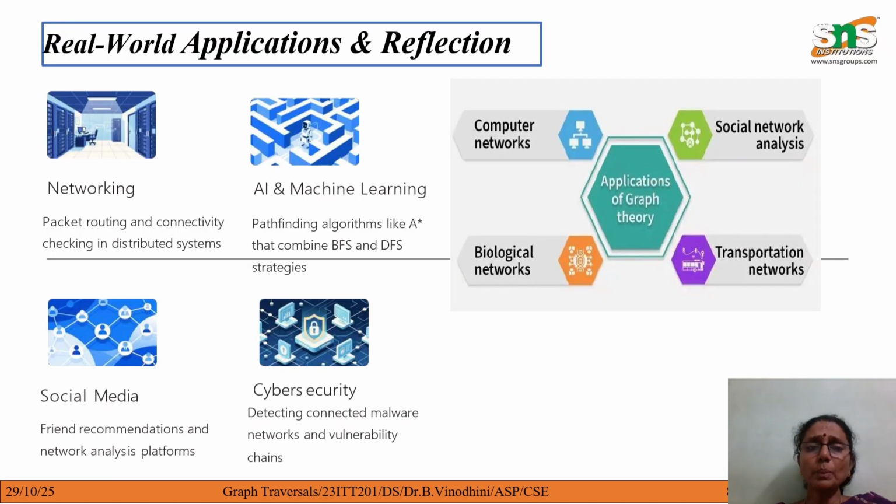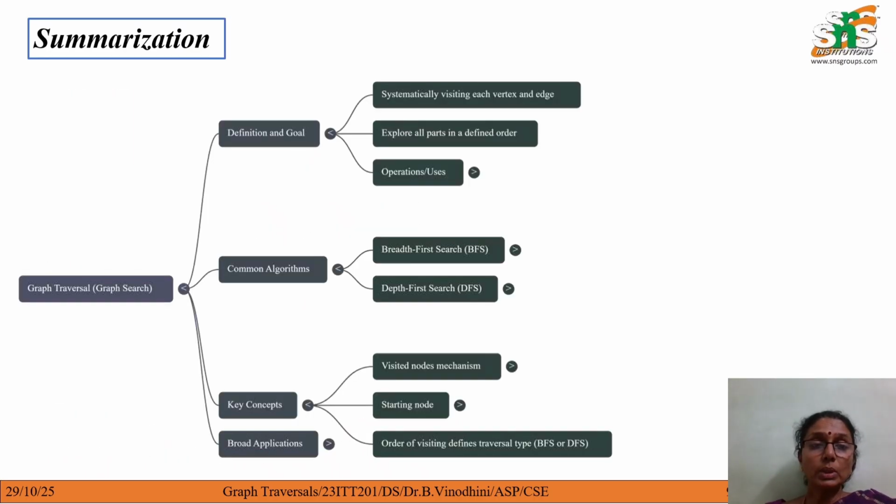This is mainly used in networking and machine learning applications, and in social media networks like Instagram, Facebook and LinkedIn, where we use breadth first and depth first traversals. Now I will summarize: what is the need for graph traversal, the two types of traversal, breadth first and depth first, the differences between BFS and DFS, the procedure for traversing using BFS and DFS, and the real-time applications of BFS and DFS.